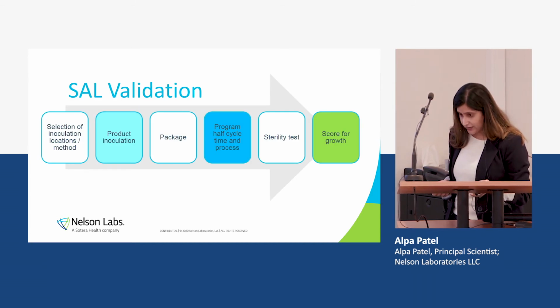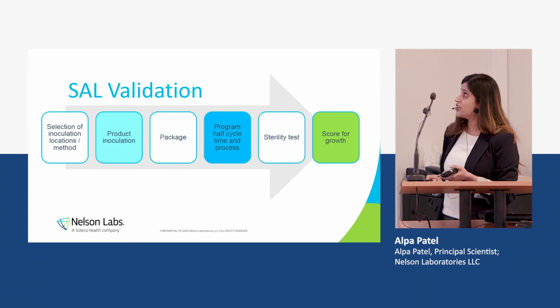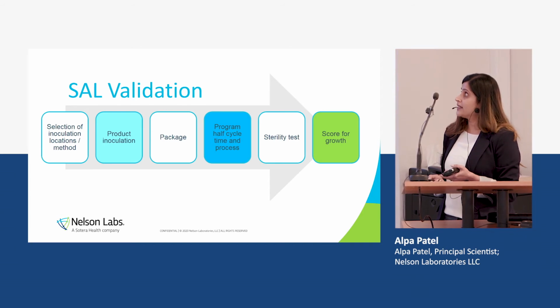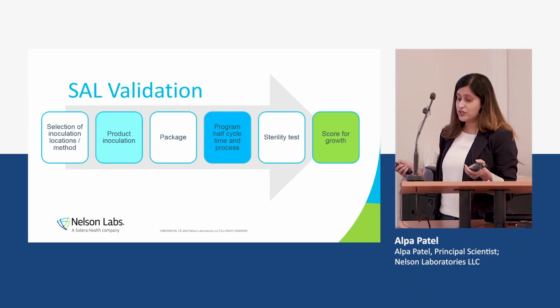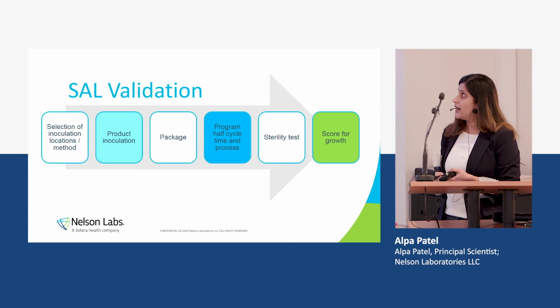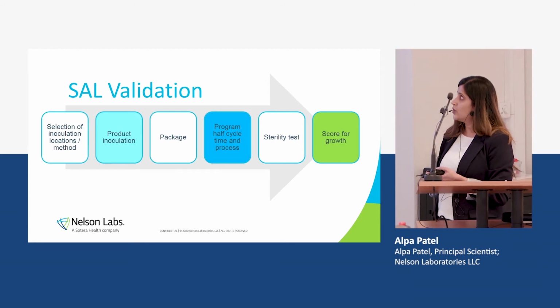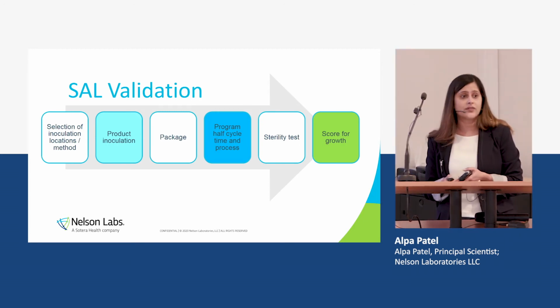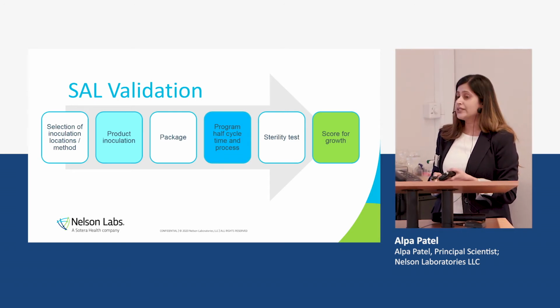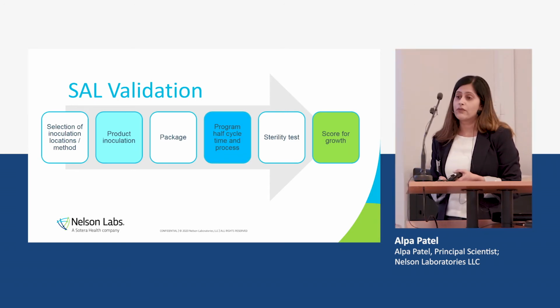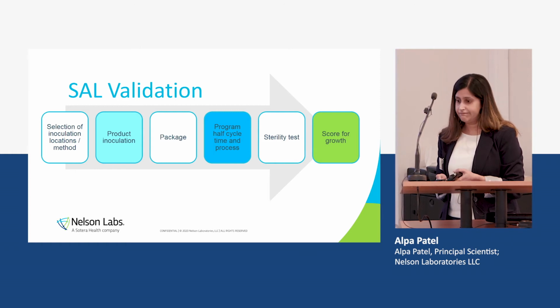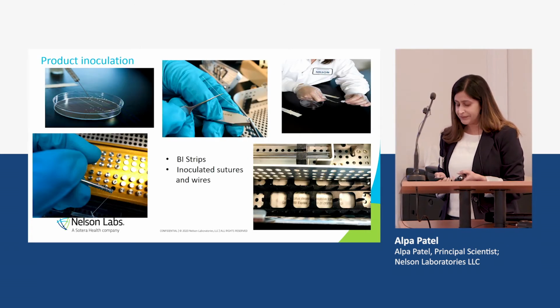For the SAL validation, we're selecting locations in the tray or on the device. That's called product inoculation. We package it, program the half cycle on the autoclave, do a sterility test, and then score for growth. Very simple steps.